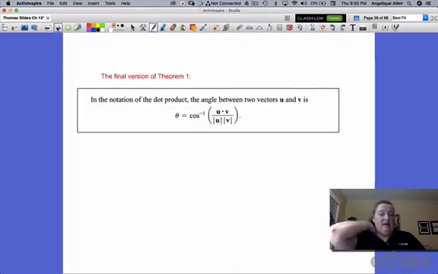Okay, now if we want to take the expression in Theorem 1 that had the U1 V1 plus U2 V2 plus U3 V3 formula and replace that with the dot product, which is its equivalent, then we get a nice little formula that gives us theta strictly in terms of quantities we can calculate on the calculator. So the dot product of U and V divided by the magnitude of U times the magnitude of V, and then we take the inverse cosine of that quantity and it gives us theta.